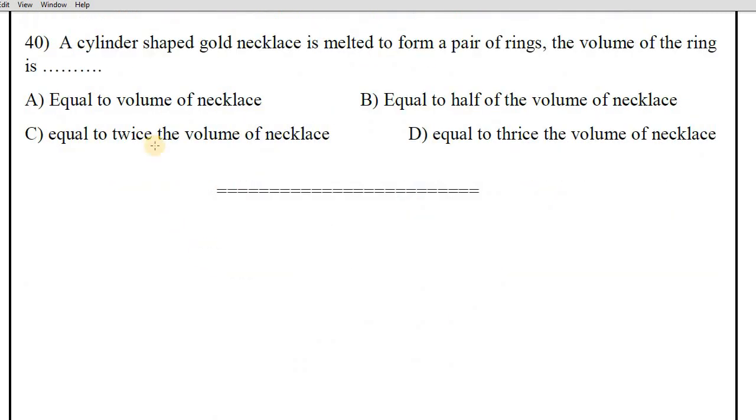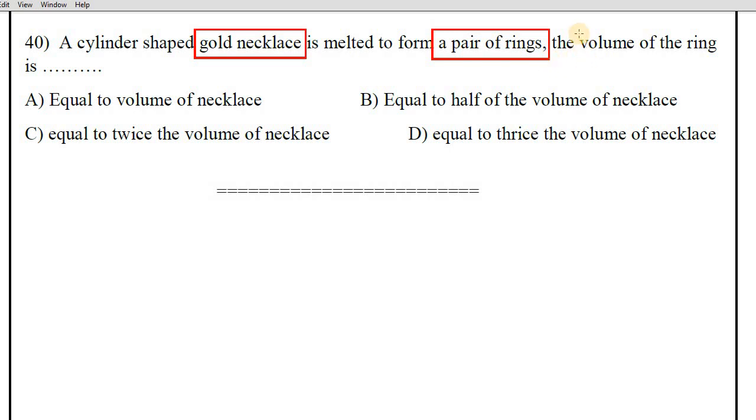So question number 40, children. A cylinder shaped gold necklace. Keep it in mind here. A cylinder shaped gold necklace is melted to form a pair of rings. Keep it in mind again. They used a pair of rings. So volume never changes. So gold necklace volume is equal to a pair of rings. A pair of rings means two rings will be there.